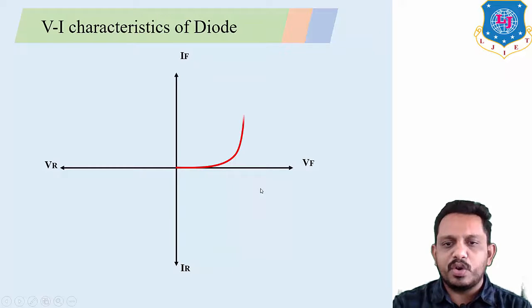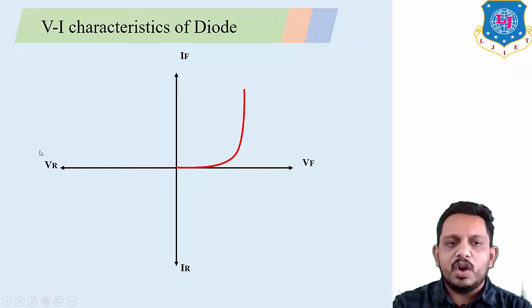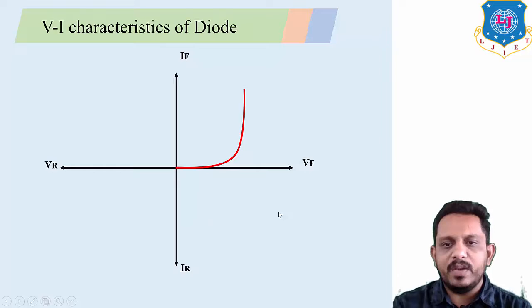First, you need to draw the x-axis and y-axis. On the positive x-axis, forward voltage; on the negative x-axis, reverse voltage. On the positive y-axis, forward current, and on the negative y-axis, reverse current. Positive, negative, forward, forward, reverse, reverse.